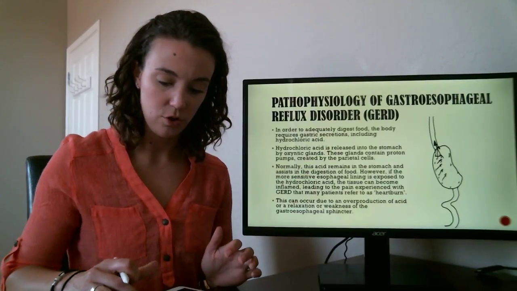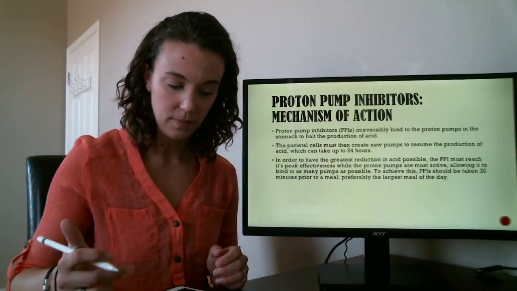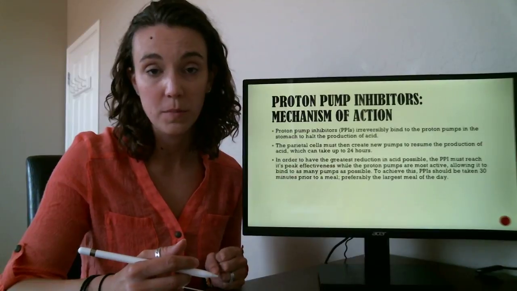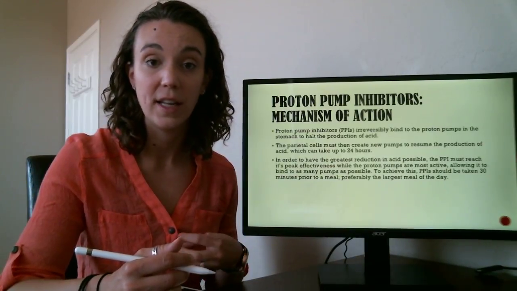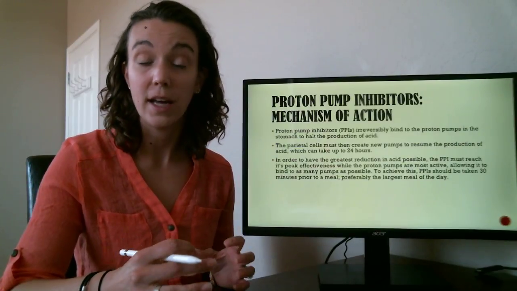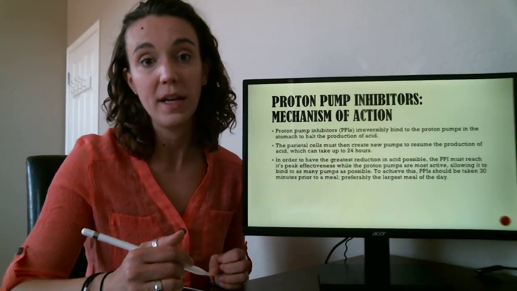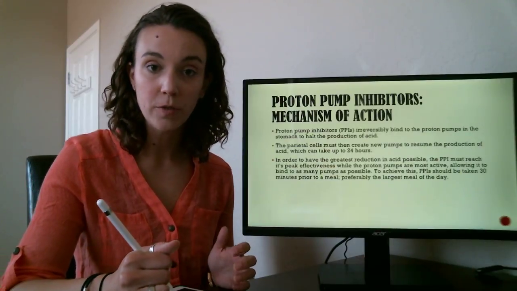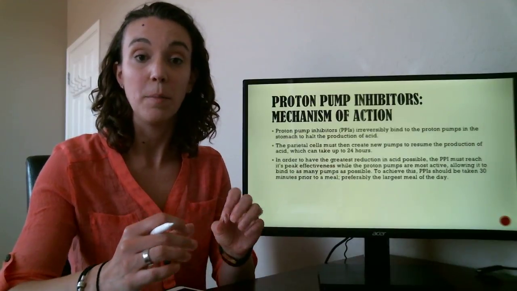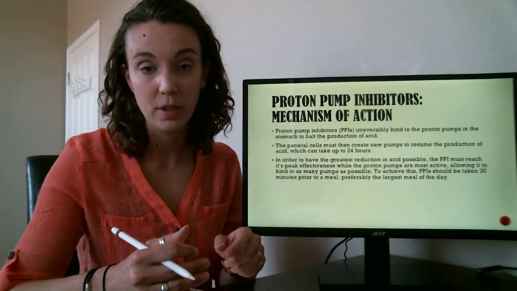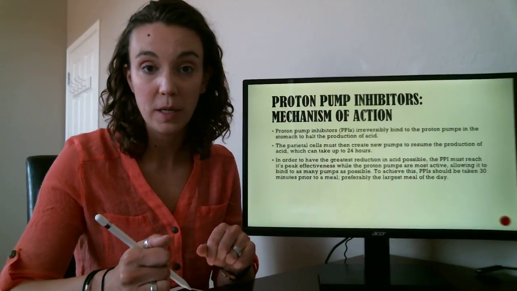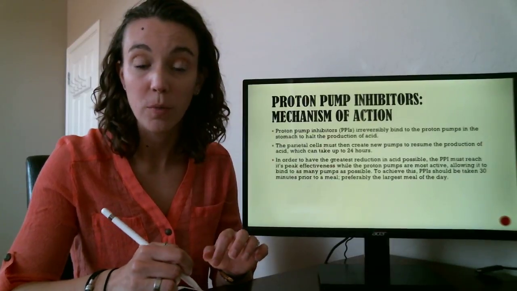So, in order to lessen that pain, we can take a proton pump inhibitor to stop those proton pumps from pumping acid into the stomach, so that if those secretions do go up into the esophagus, there's not as much acid, and so the esophagus doesn't become as inflamed. So in order for the PPIs to be best effective, they need to bind to the most proton pumps possible. Now, the proton pumps are most active right after we eat. So that's why PPIs should be taken 30 minutes to an hour prior to a meal.